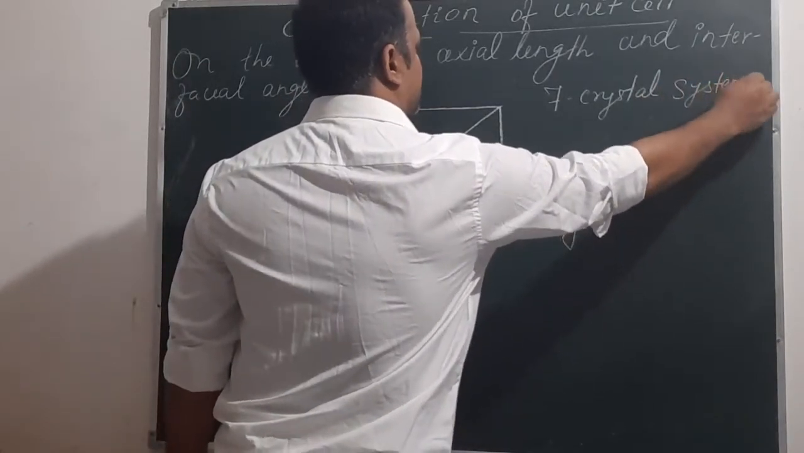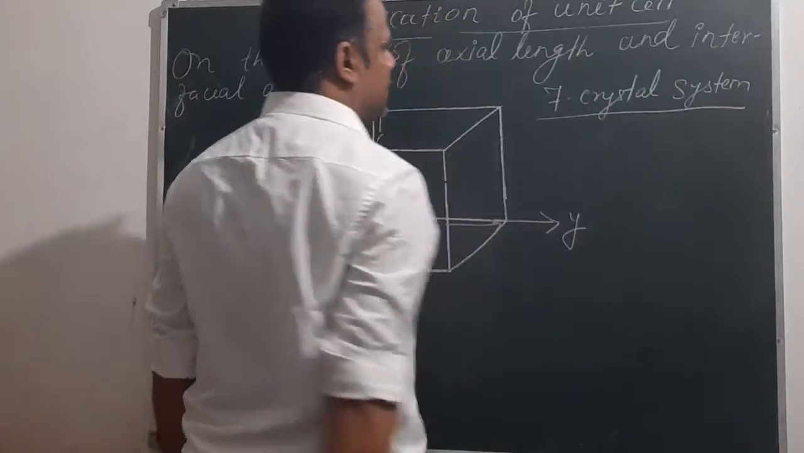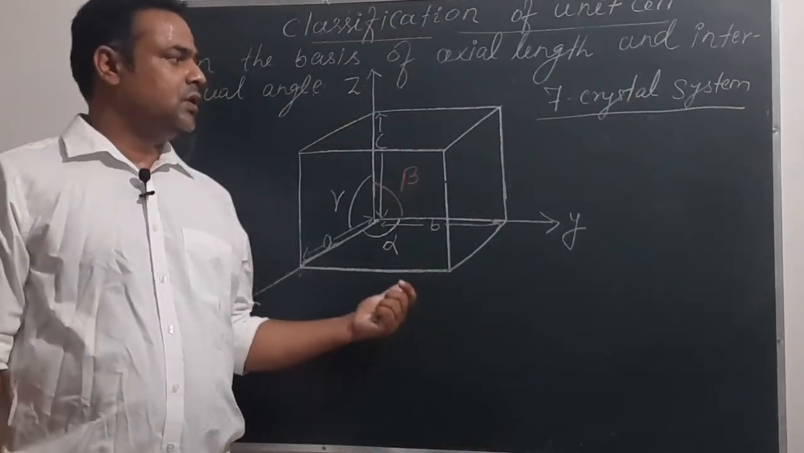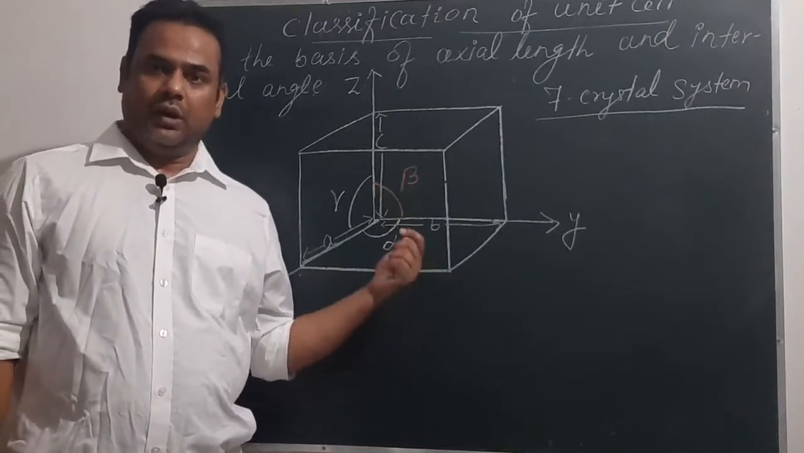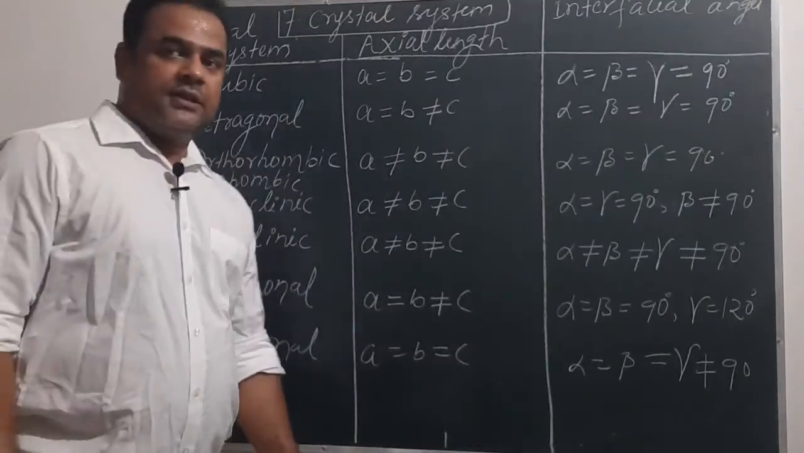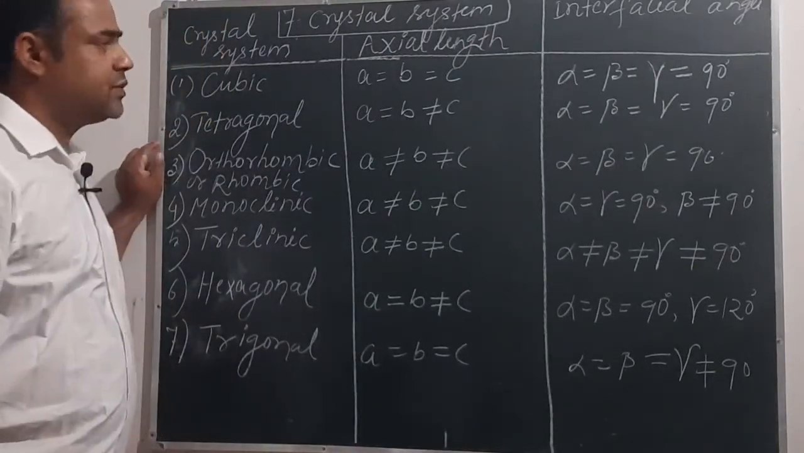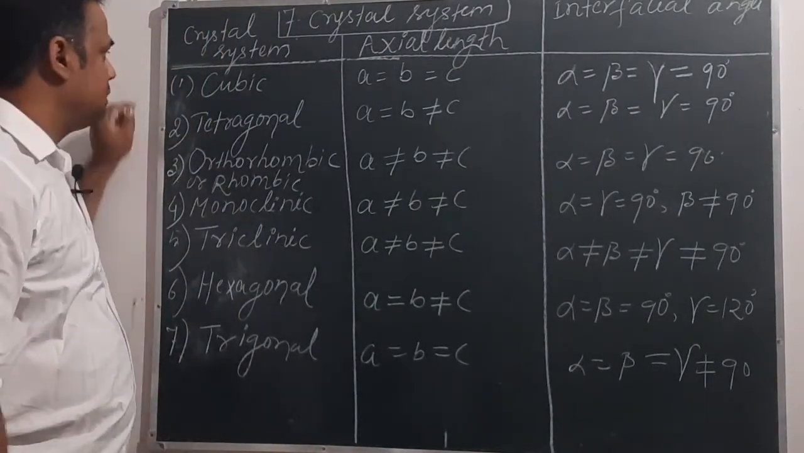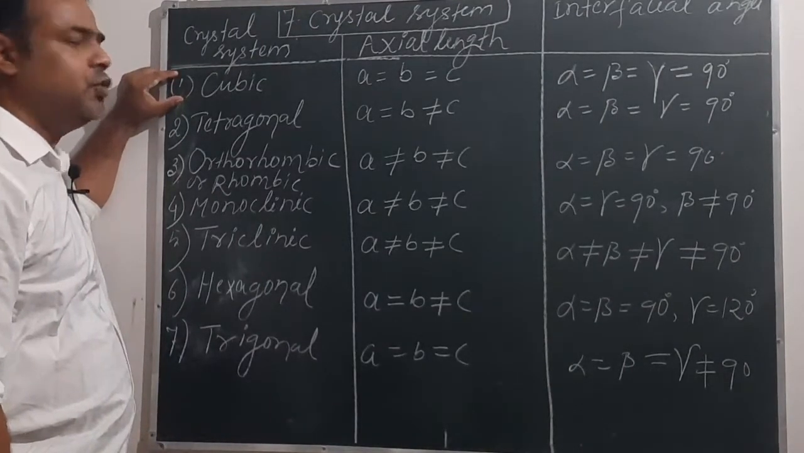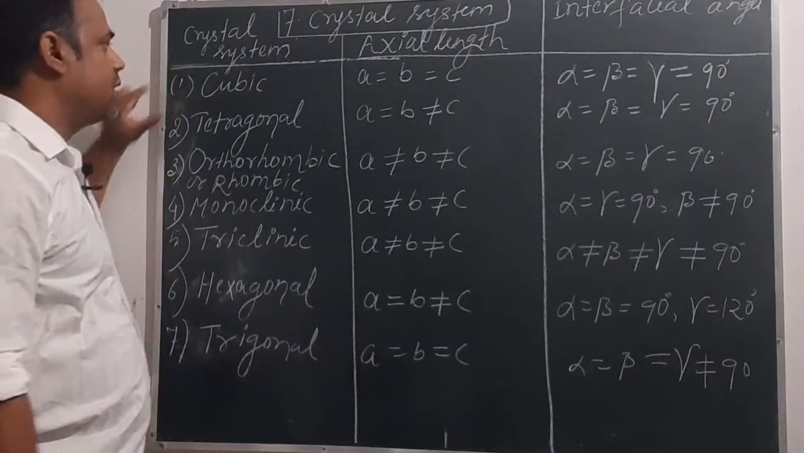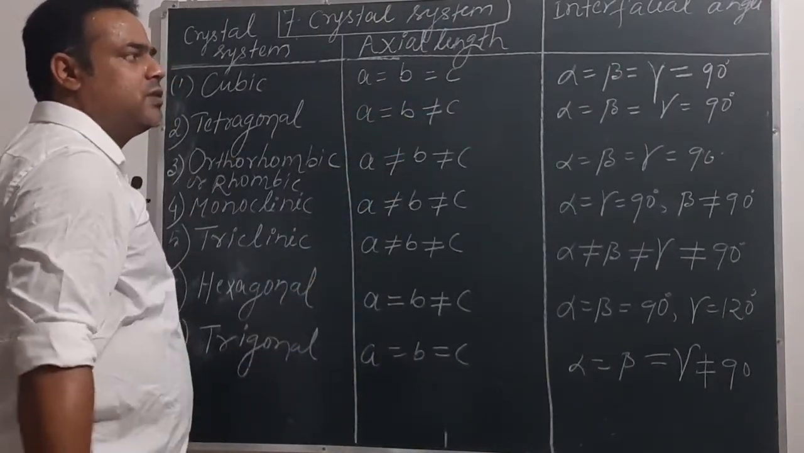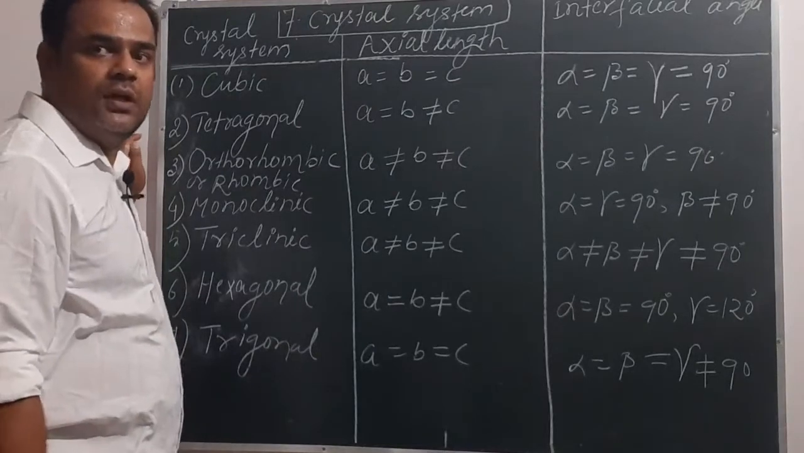On the basis of these parameters, there are 7 crystal systems. So we are going to see all these 7 types of crystal system. Here are the 7 crystal systems on the basis of those 6 parameters, that is axial length and interfacial angle. First crystal system is cubic. In case of cubic, we know that a = b = c and alpha = beta = gamma = 90 degrees.